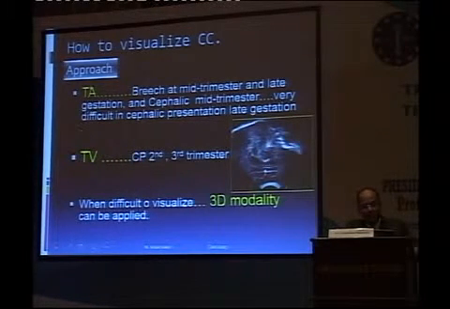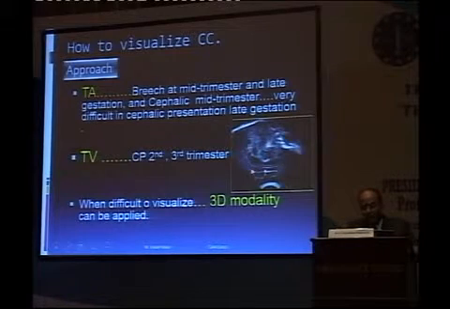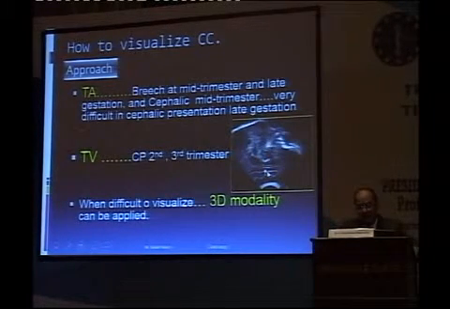Regarding the approach, we have transabdominal in the second or third trimester when the fetus is cephalic or breech, and in the second or third trimester we can do transvaginal ultrasound, and this will give us much better delineation of the corpus callosum if we do it transvaginally late in pregnancy in cephalic presentation, because at that time it is much more difficult using a transabdominal scan.